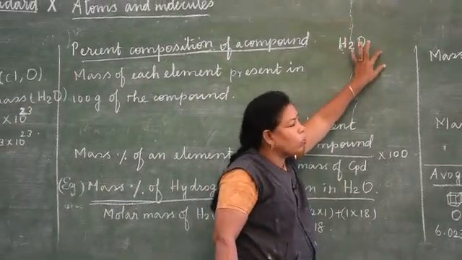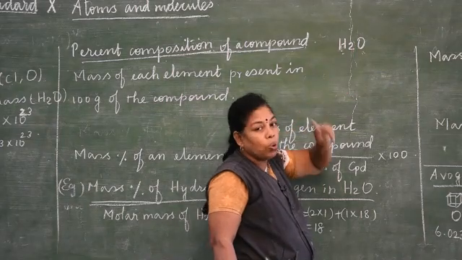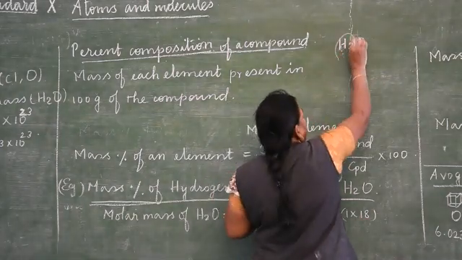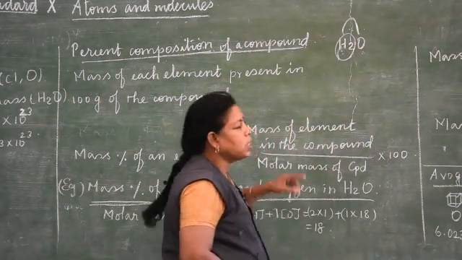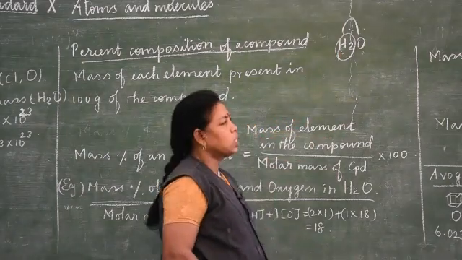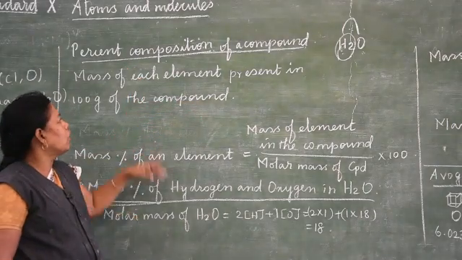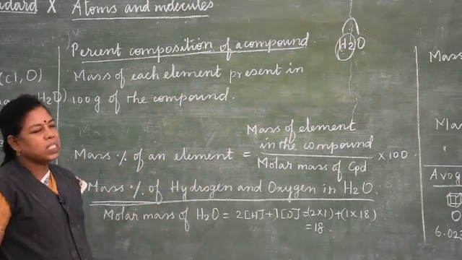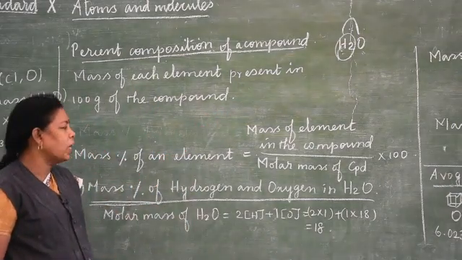This is a compound. It consists of 2 elements, hydrogen and oxygen. How do we find the percent composition of hydrogen in water? Percent composition of an element in a compound represents the mass of each element present in 100 gram of the compound.